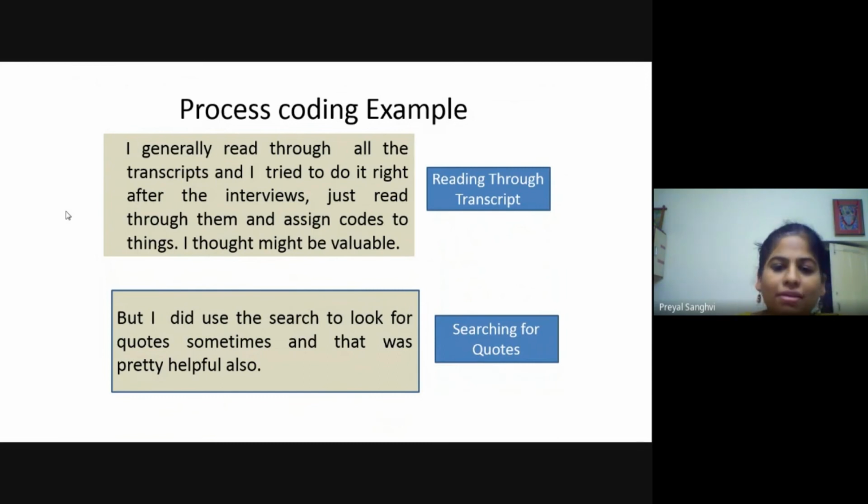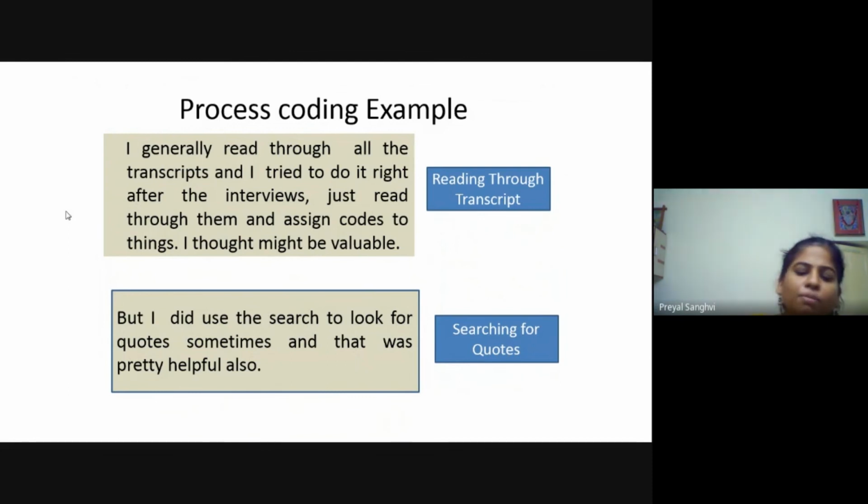What work are we doing, what thing are we doing, what action is the paragraph focusing on, right? So here we have coded it as reading through the transcript. The second paragraph is: but I did use the search to look for quotes sometimes, and that was pretty helpful also. So basically here we are emphasizing searching for the quotes.